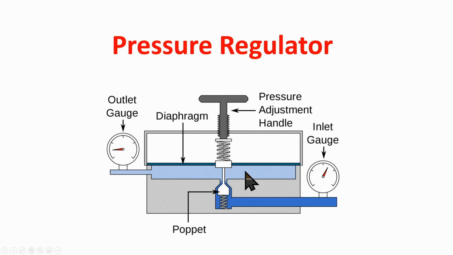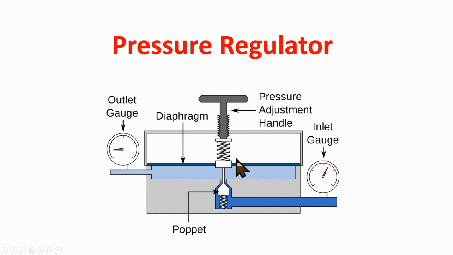The more you compress the spring, the more pressure it takes to push this valve up and shut off the flow of water. As you reduce the pressure on the spring, it's much easier for water on this side to push it up and restrict the flow of new water.